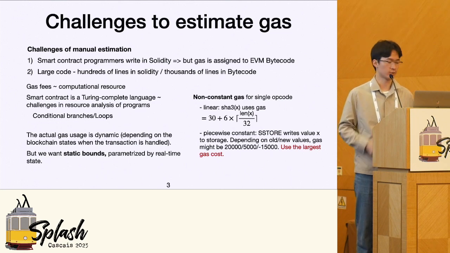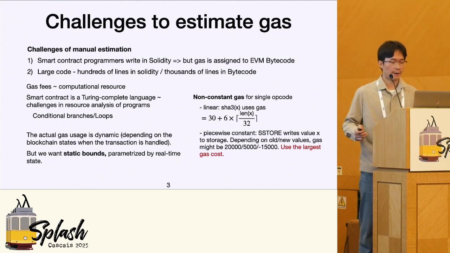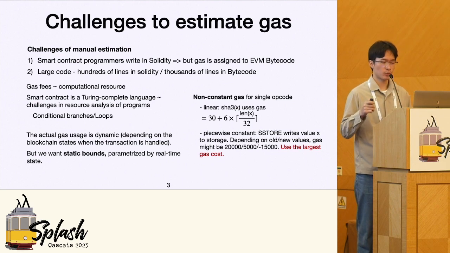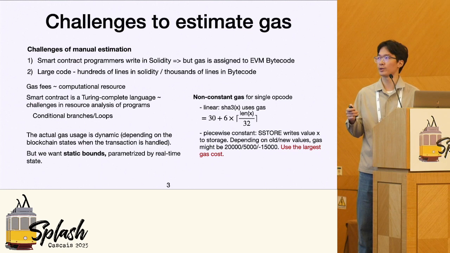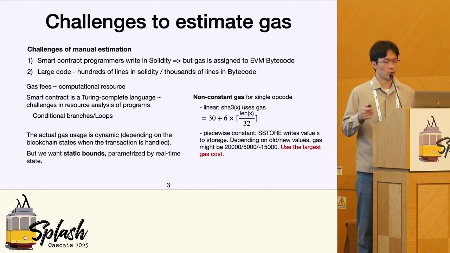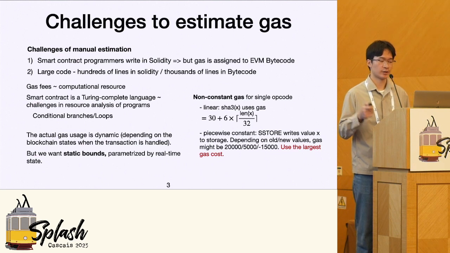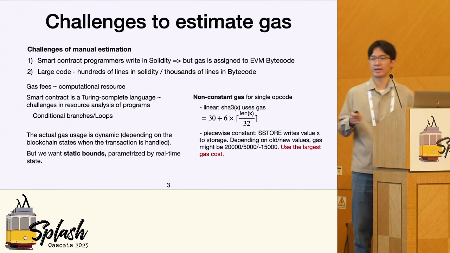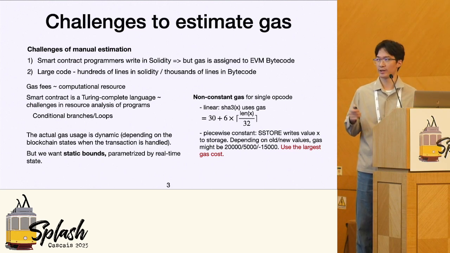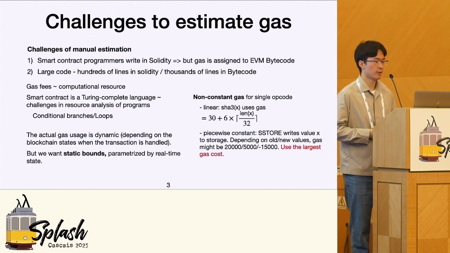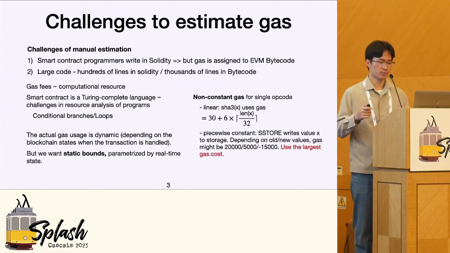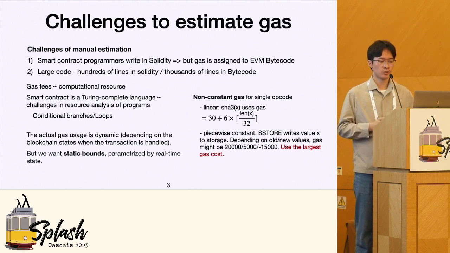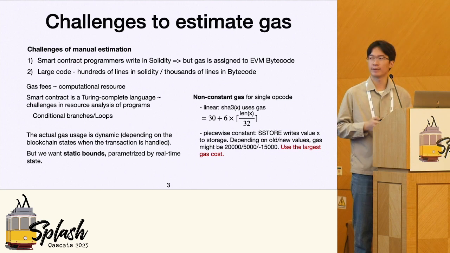It's really impossible for a human to estimate how much transaction fee you need for this transaction. Since gas fee is proportional to computational resources, and smart contract is a Turing complete language, it has all the challenges of resource analysis in common program analysis, like conditional branches or loops. Note that the actual gas usage is dynamic, depending on the blockchain state when the transaction is actually handled. But we want a static bound, so it should be parameterized by the real-time state.